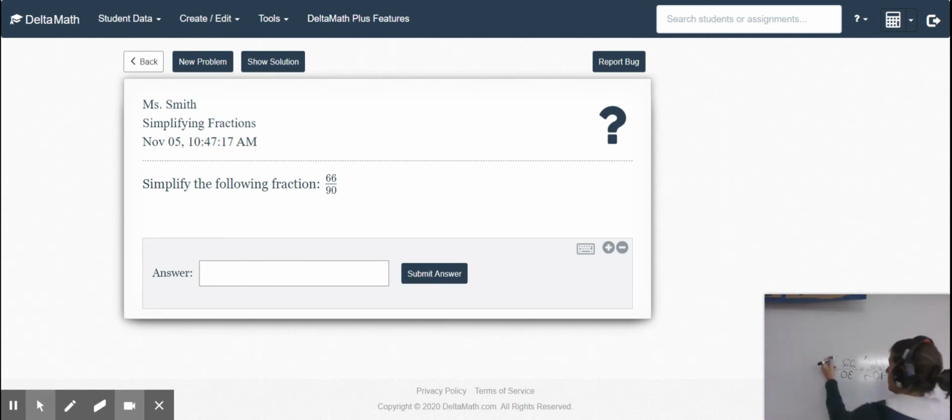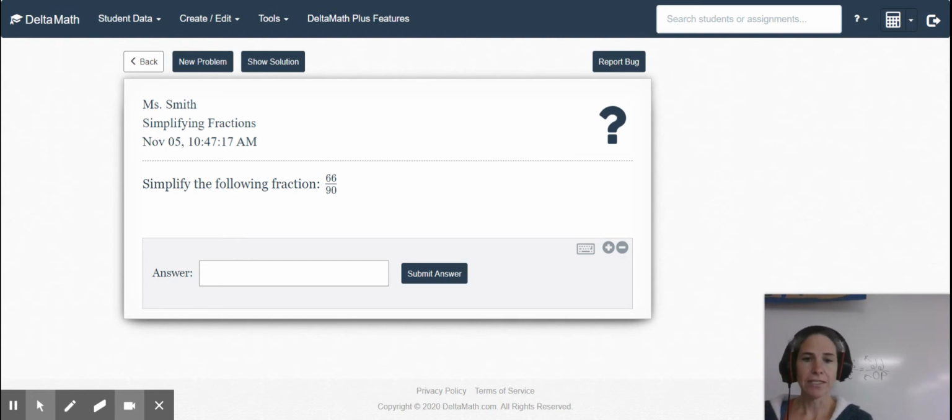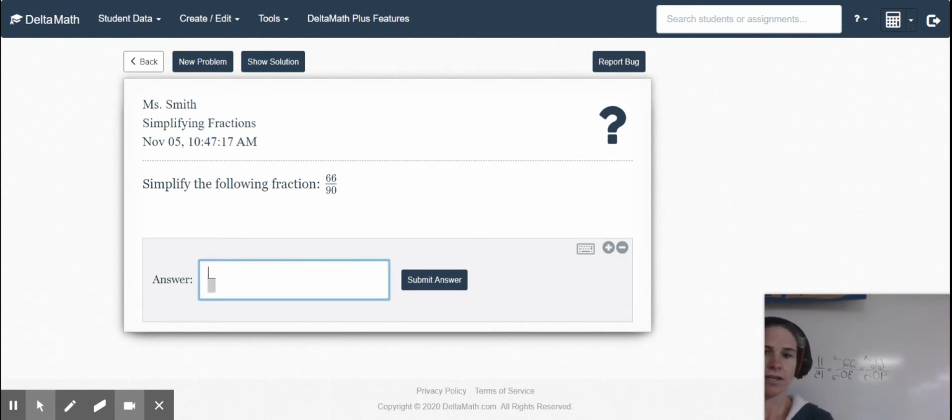I'll divide my numerator by 2 and my denominator by 2. 22 divided by 2 is 11. 30 divided by 2 is 15. 11 and 15 do not have any factors in common except for 1. It's not worth it to try dividing by 1 because then you just get 11 and 15 again. So my answer down here in my answer box is 11.